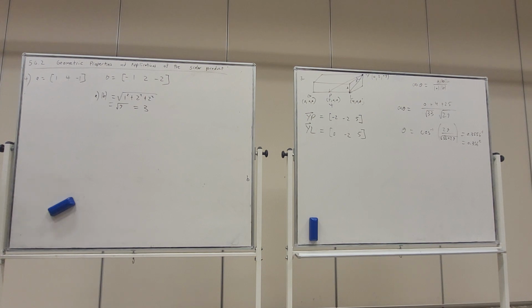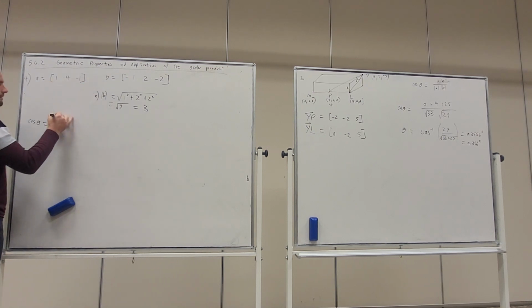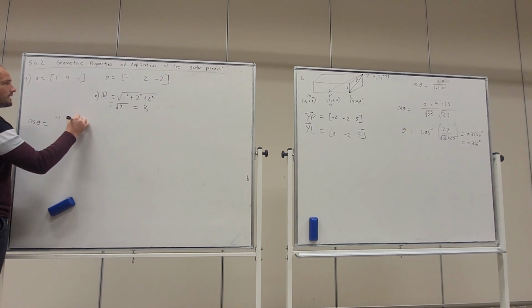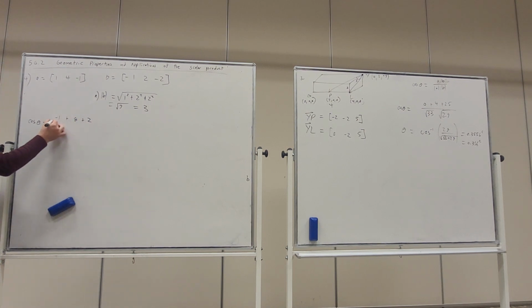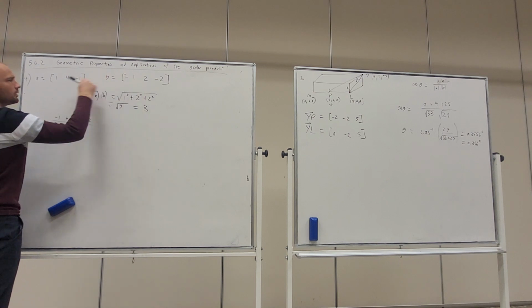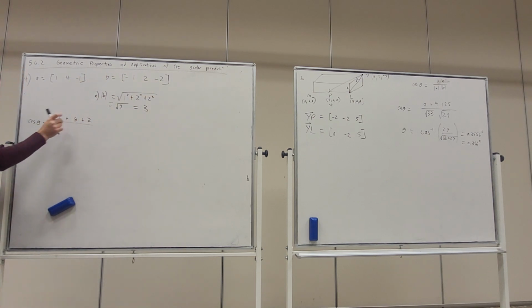Show clearly that the angle between A and B, as shown in figure 3, is pi on 4. So find the angle between vectors A and B. So we'll just write it out. It's the dot product of A and B, so at the top we're going to have minus 1 plus 8 and then plus 2. Alright, so I'm just doing the dot product in my head. 1 times minus 1, 4 times 2, minus 1 times minus 2, adding those components together. And then at the bottom we'll have the modulus.